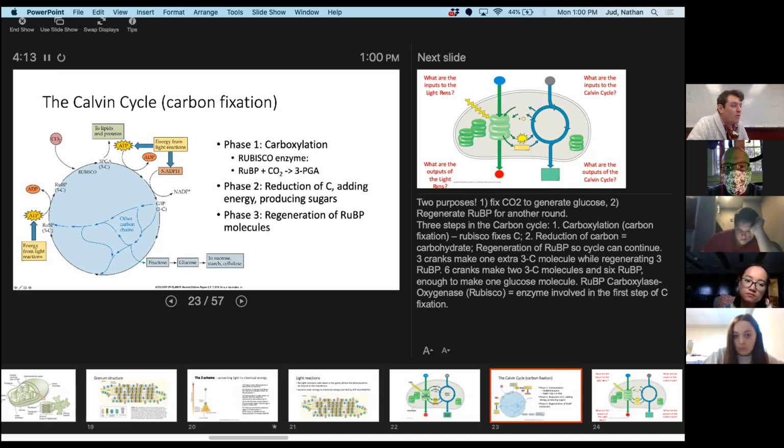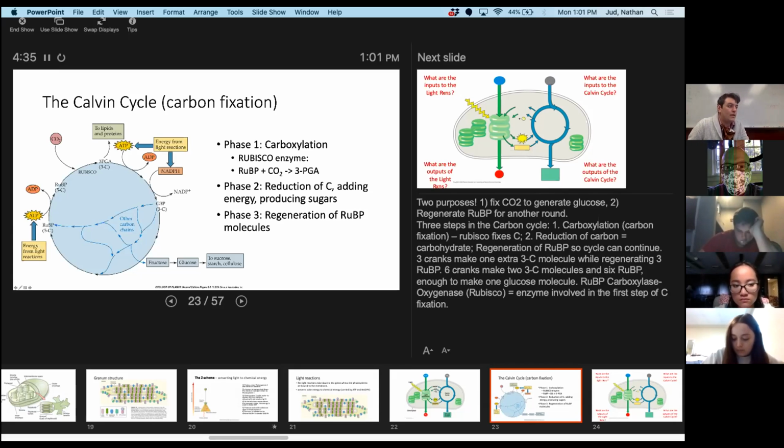Those two 3-carbon molecules are called 3-PGA. I'll show you a picture of that in a little bit. But the point is you go from a 5-carbon molecule called RuBP plus carbon dioxide, and you end up with two 3-carbon molecules that are called 3-PGA. It's got a 3 there because there are 3 carbons in it.